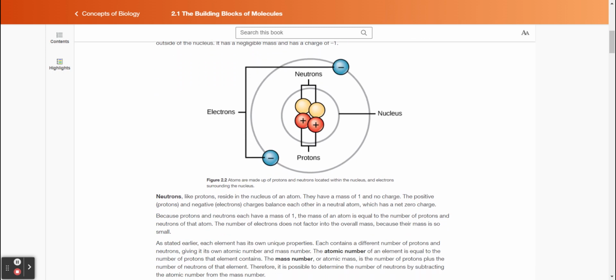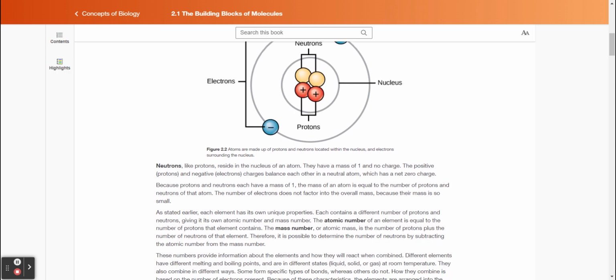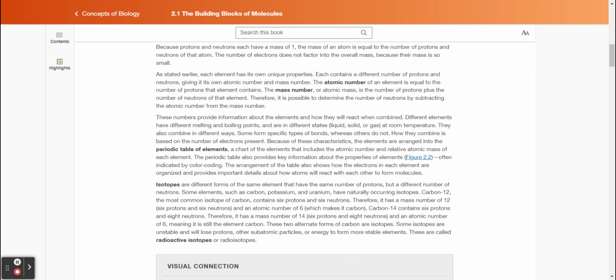Figure 2.2. Atoms are made of protons and neutrons located within the nucleus, and electrons surrounding the nucleus. Neutrons, like protons, reside in the nucleus of an atom. They have a mass of 1 and no charge. The positive, protons, and negative, electrons, charges balance each other in a neutral atom, which has a net zero charge. Because protons and neutrons each have a mass of 1, the mass of an atom is equal to the number of protons and neutrons of that atom. The number of electrons does not factor into the overall mass because their mass is so small.